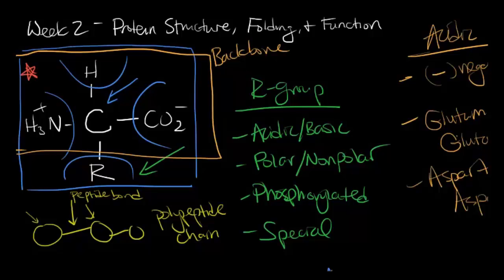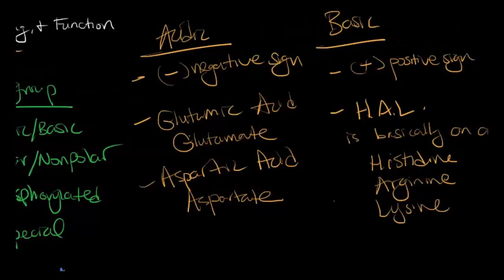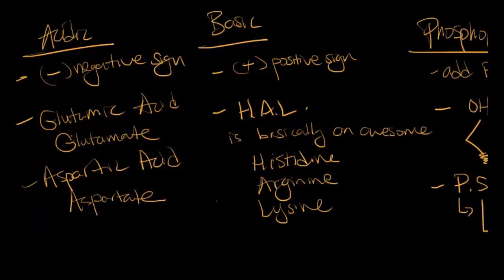What makes one type of amino acid different from another type is this R group, and these are the different characteristics of an R group. Once again, proteins go in the direction N to C. Not only are they counted that way, but they're also written that way when they're translated. Acidic amino acids are the ones that have negative signs. So if you see an amino acid that has a negative sign, it's acidic. Also know these 2 by name. Basic ones are the ones that have a positive sign. Know these 3 by name.